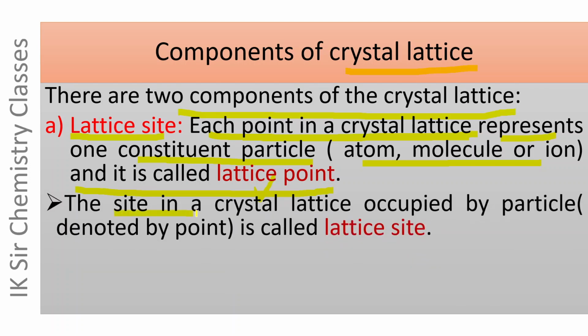The site in a crystal lattice which is occupied by a particle and denoted by a point or sphere is called lattice site. The site in a crystal lattice which is occupied by a constituent particle of the crystal is called lattice site, and each point in a crystal lattice which represents a constituent particle is called lattice point.